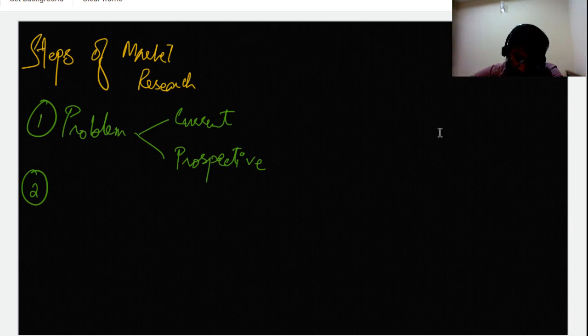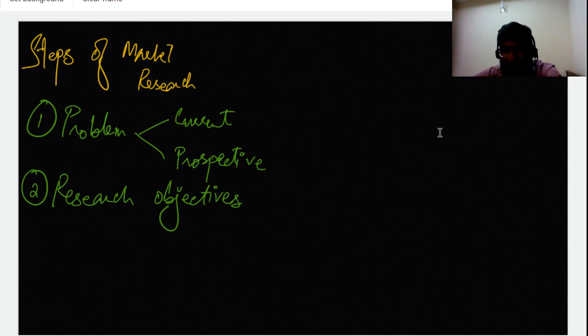Then they define research objectives. All right, I'm going to do a research about this problem, but what would be covered in the research, what would be the scope of research, and what would not be covered in the research. So for example, a business is concerned about declining sales. Now when you're going to go for the research, what are you going to see?